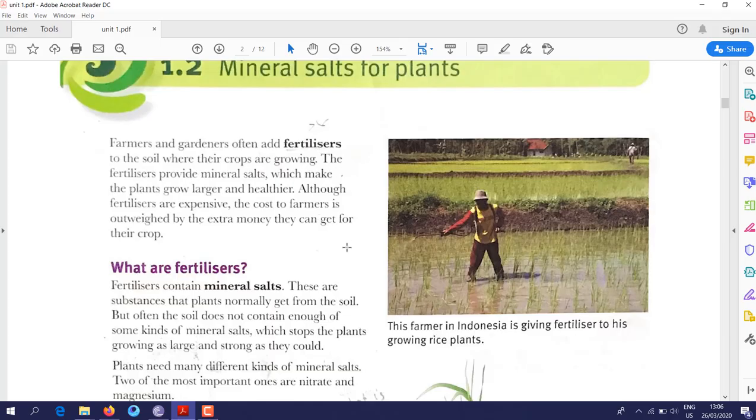Of course, all of you have seen farmers, when they want to grow plants, they add some fertilizers to the soil. Plants will absorb these fertilizers and then use them in different ways.